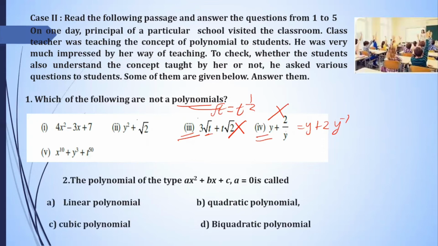The polynomial of the type ax square plus bx plus c is equal to 0 is called a quadratic polynomial. So remember, a polynomial with degree 2 is called a quadratic polynomial. Clear? If it is degree 1, it is linear, we have seen. And if it is degree 3, then it is called a cubic polynomial. Just remember.